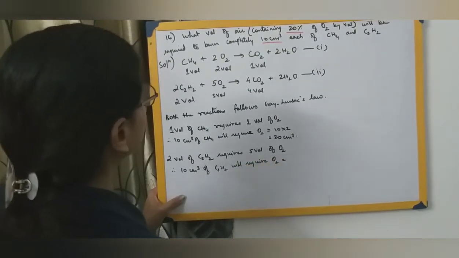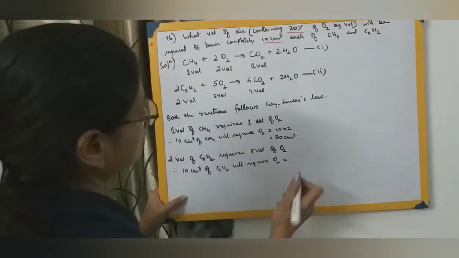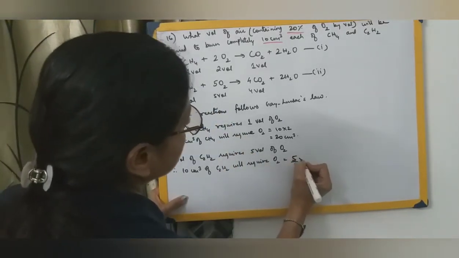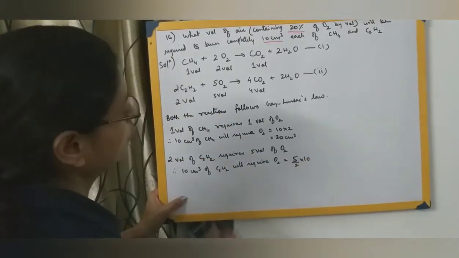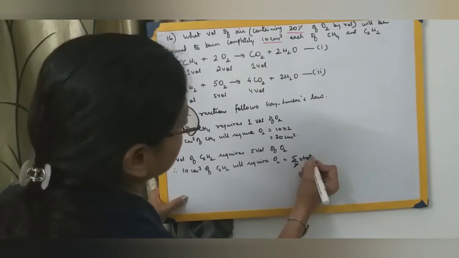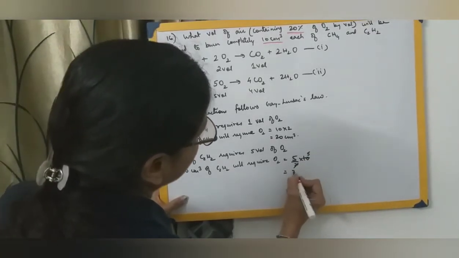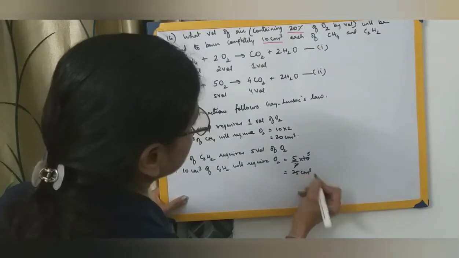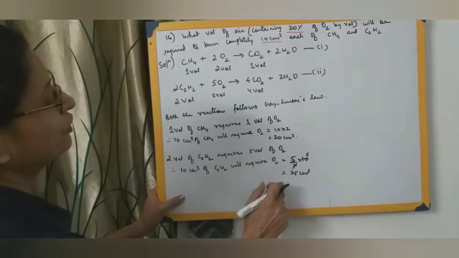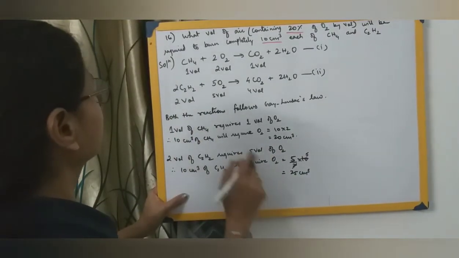oxygen. What will we be doing? That is 5 by 2, 5 by 2 into 10. This is 10 cubic centimeter. So 2 5s are, so we get this as 25 cubic centimeter. So we are getting oxygen for both of them for equation 1.